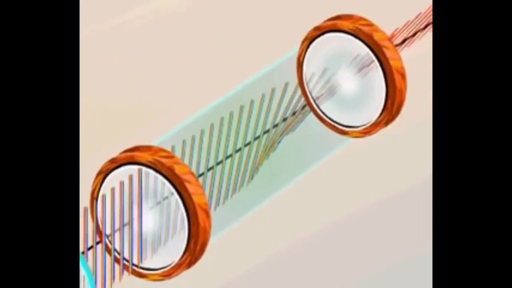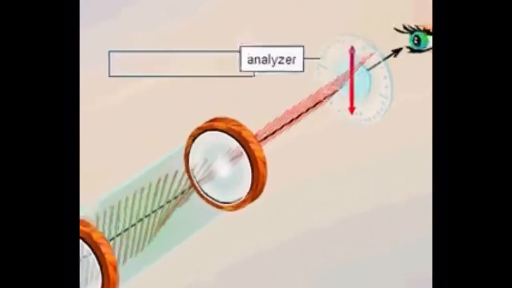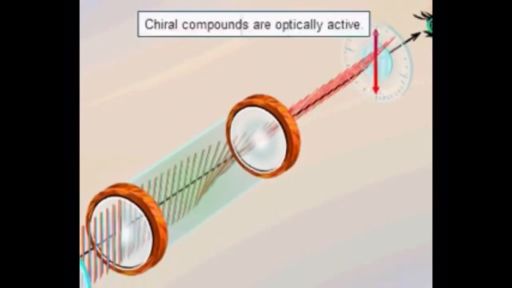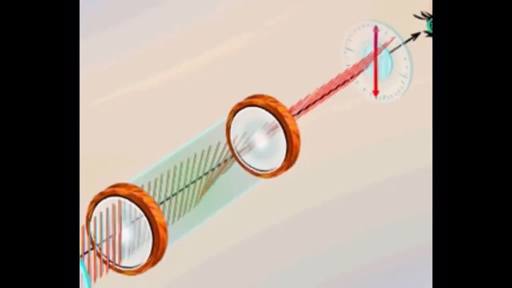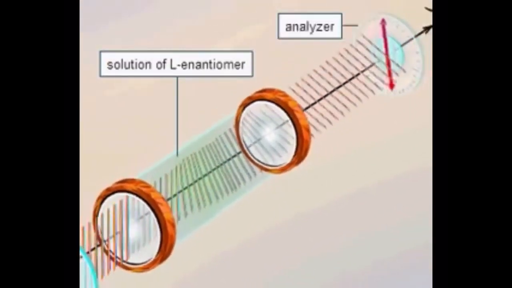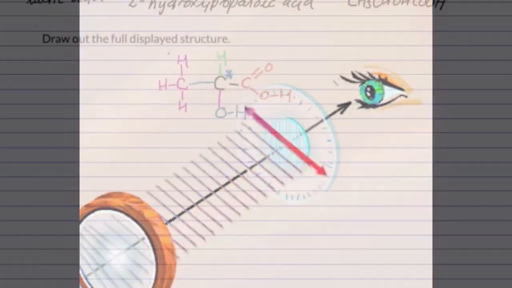Chiral compounds interact with plane polarized light, rotating its vibration plane to the left or the right. Therefore, they are referred to as optically active compounds. 2 enantiomers of the same compound will rotate the plane of polarization through the same angle, but in opposite directions.